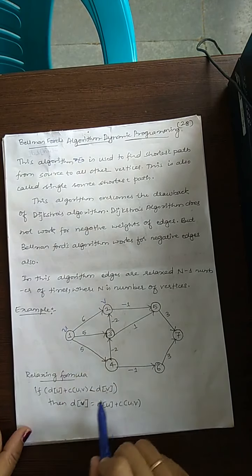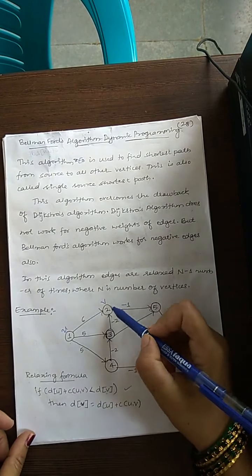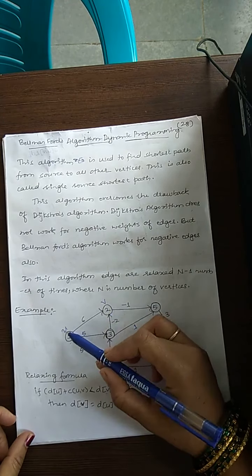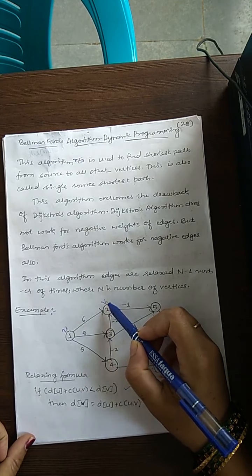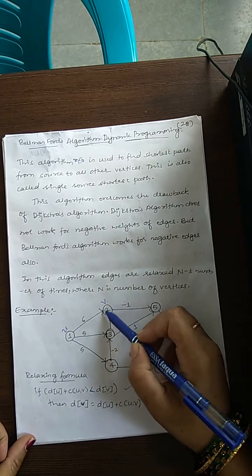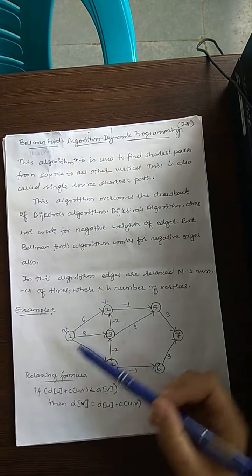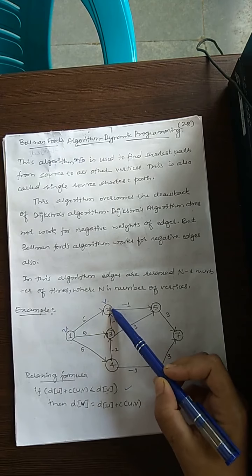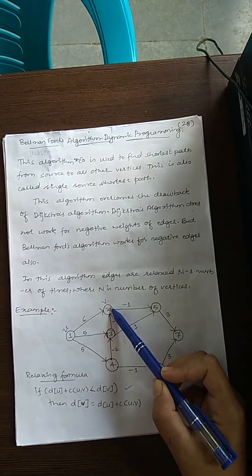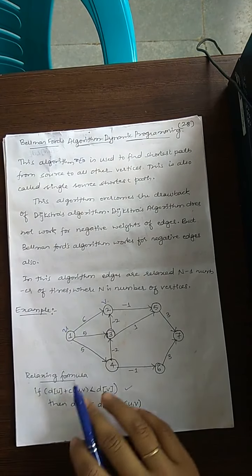If this condition is true, then we are going to change the cost of this vertex. If this plus this is less than this, then we change the vertex distance to the sum of these two. See here, if d of u plus c of u comma v is less than d of v, then d of v is equal to d of u plus c of u comma v. This is done in Bellman-Ford's algorithm.